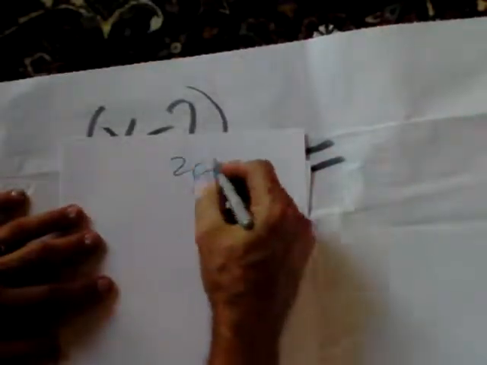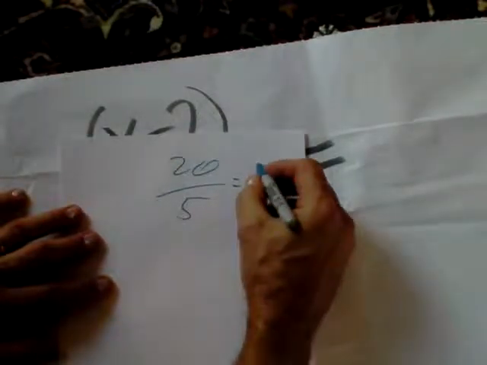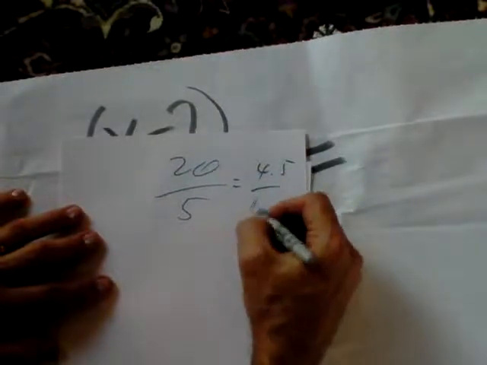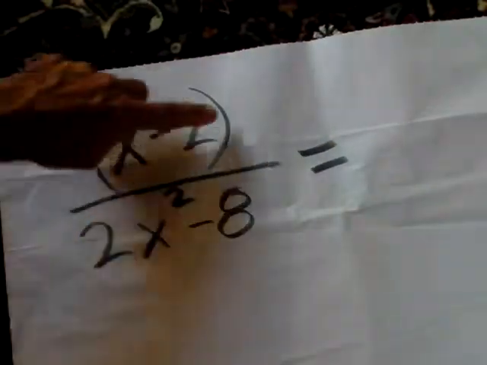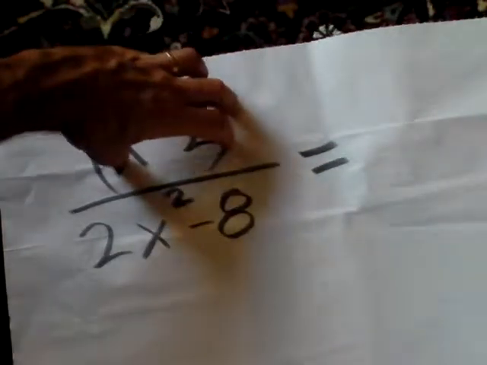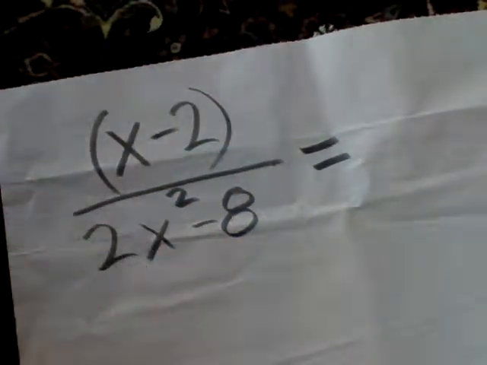So if I showed you something like 20/5, you'd be able to say, hey, wait a minute, that equals 4 times 5, and this is 1 times 5, so I'm left with 4. Good. So that's kind of what this is. We're going to look for the x minus 2 down here.